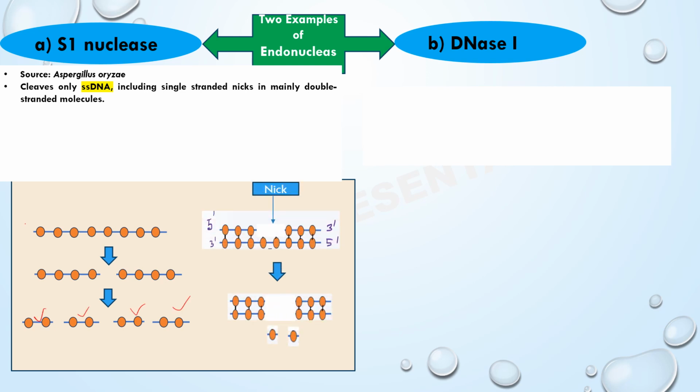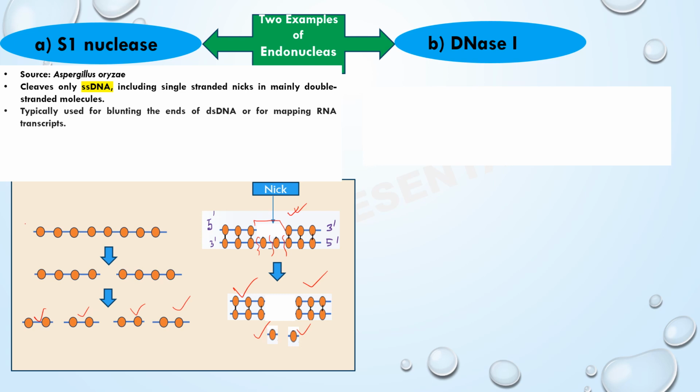In the next figure, if you carefully observe it, there is a nick in double-stranded DNA. So it is acting on the single-stranded DNA in this position, single-stranded nicks in double-stranded DNA molecules. So we are getting these fragments. This enzyme is typically used for blunting the ends of double-stranded DNA or for mapping RNA transcripts.